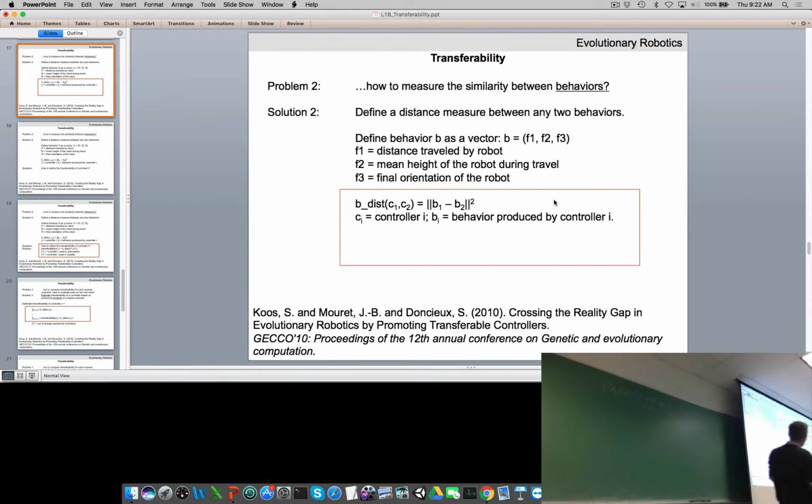Okay, so now we have two controllers, C1 and C2. We can now measure the distance between them, or the similarity between them, if you like, by just taking the Euclidean distance between the behavioral vectors produced by C1 and C2. What happens if we take these two controllers and behavioral distance equals 0? What does that mean?